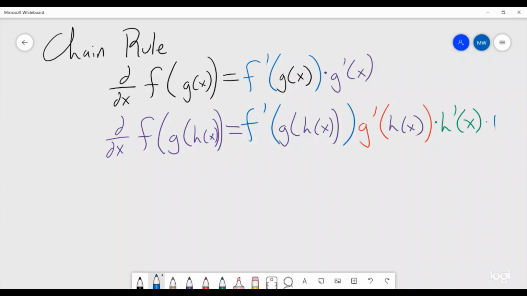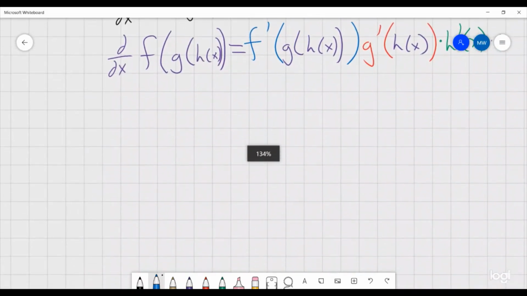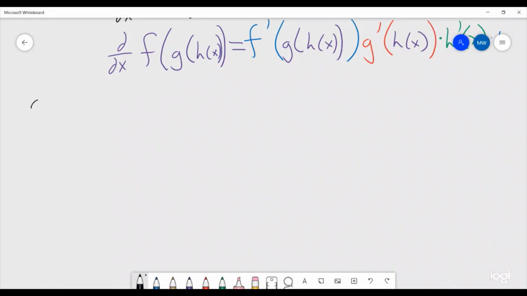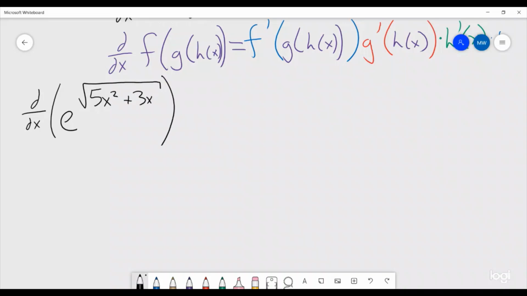So let's use the chain rule to help us find the derivative of the following function. Take the derivative of e to the square root of 5x squared plus 3x. Okay, so go ahead, pause the video, and try and figure this one out. Okay, so let's try and figure this one out.